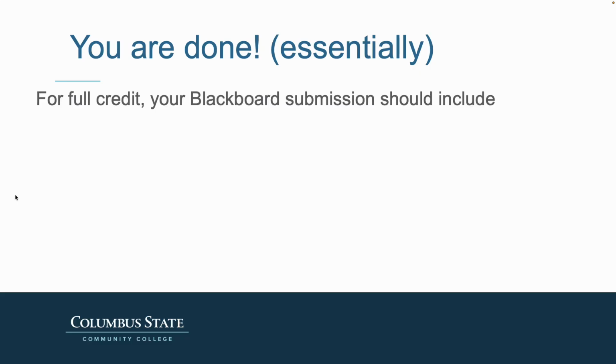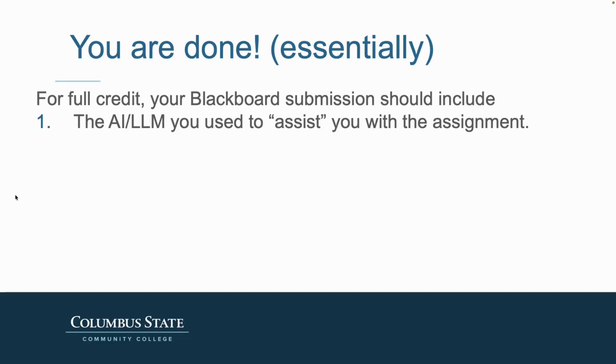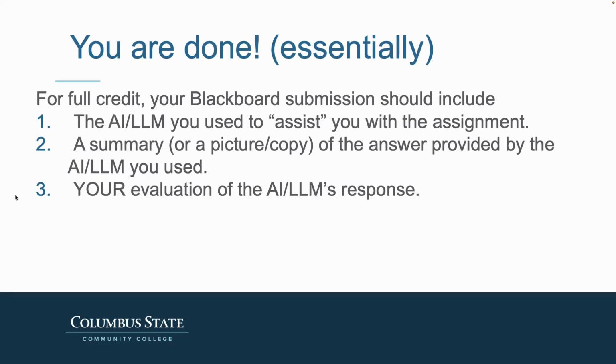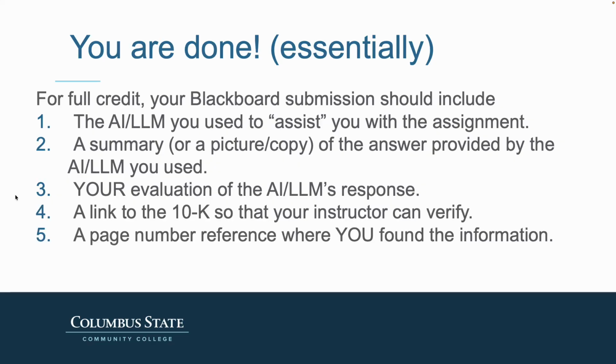So there you go. In order to get full credit for this assignment, you need to make sure that you list out which AI/LLM you used. You need to summarize their answer. With this one, it's going to be a little harder than just typing in January 31st, and we don't want you to have to sit there and type it all out, which is why we're offering the option to cut and paste, or do something just to put the answer into your response in Blackboard. You also need to include your evaluation of the AI response, and then a link to the 10K along with the page number where you found the information. And just remember that we're just asking you to do one of the two questions.